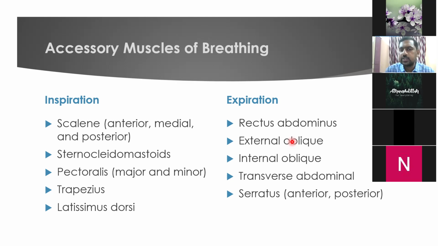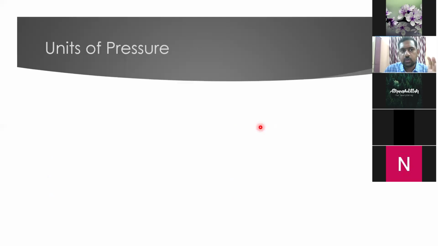The expiratory muscles are mainly in the abdomen: the rectus abdominis, external oblique, internal oblique, transverse abdominis, and serratus. All these are in the abdomen. They compress the abdomen, push the diaphragm upwards, and help in expiration. So that is what happens in normal inspiration and expiration.